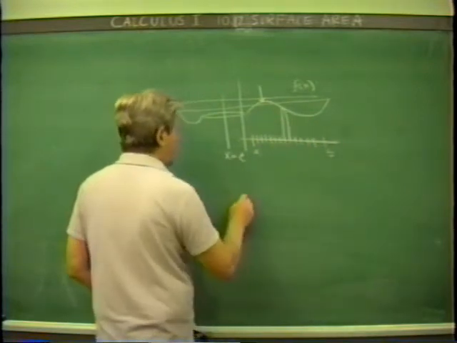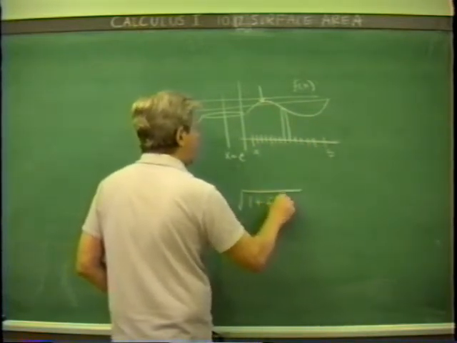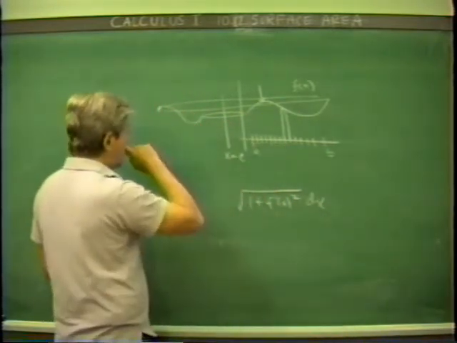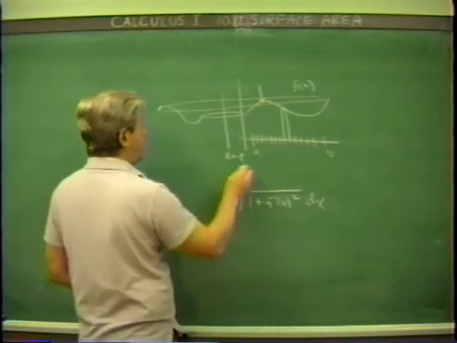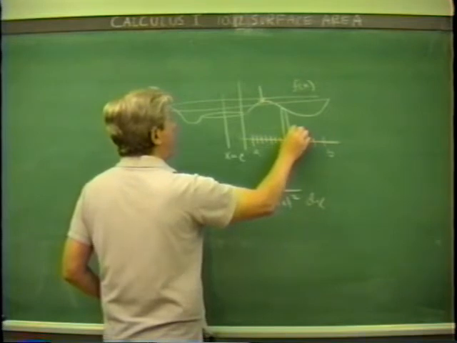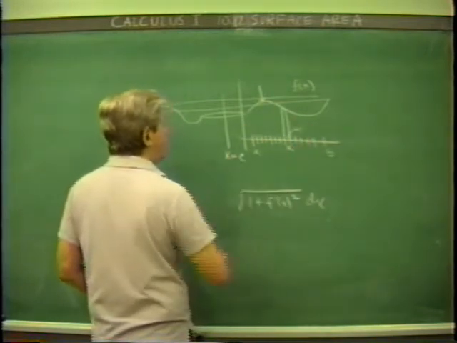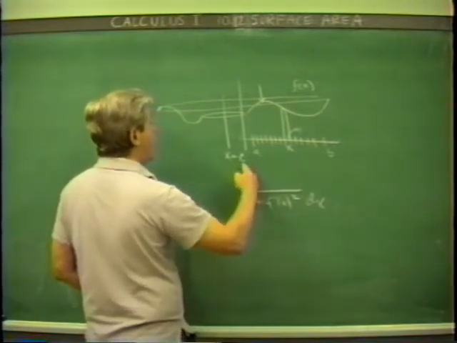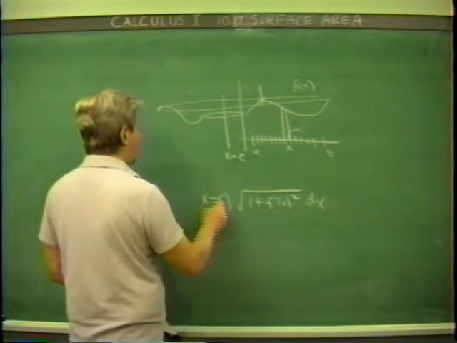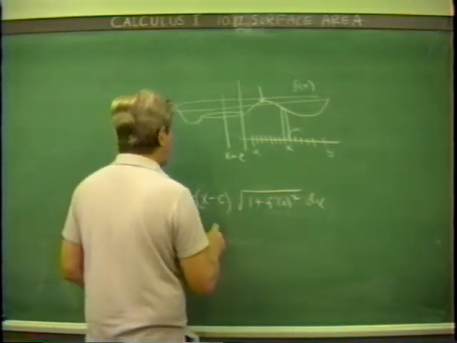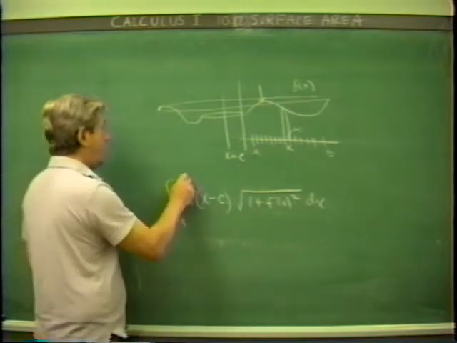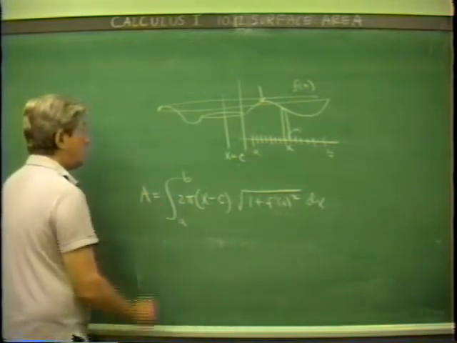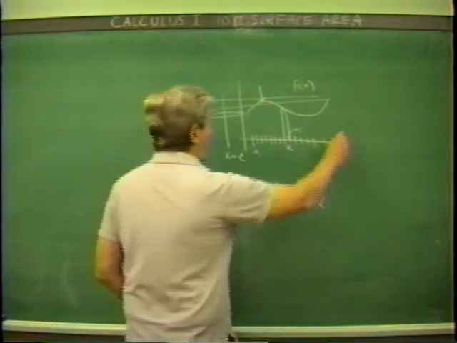Again, partitioning between a and b, you get, for a small piece of length here, square root of 1 plus f prime of x squared dx. That's going to get revolved just like as if it was a plain cylinder. And so here now, the point w_i is in this interval. It's eventually going to correspond to x in the integral. And so the radius here is going to be x minus c. And the circumference is going to be 2 pi times x minus c. If you integrate this then from a to b with respect to x, then this will give you the surface area.